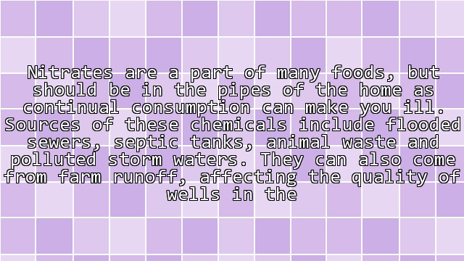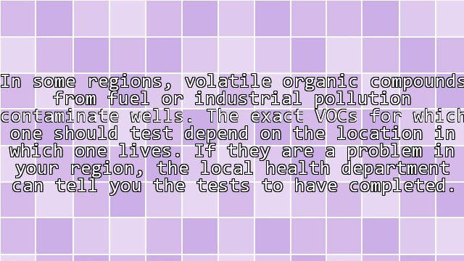Nitrates are a part of many foods, but should not be in the pipes of the home, as continual consumption can make you ill. Sources of these chemicals include flooded sewers, septic tanks, animal waste and polluted storm waters. They can also come from farm runoff, affecting the quality of wells in the area. In addition, natural deposits in the area often increase their levels. In some regions, volatile organic compounds from fuel or industrial pollution contaminate wells.